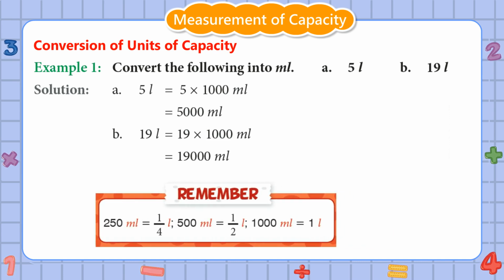Remember, 250 milliliters is equal to 1 by 4 liters. 500 milliliters is equal to 1 by 2 liter. 1000 milliliters is equal to 1 liter.